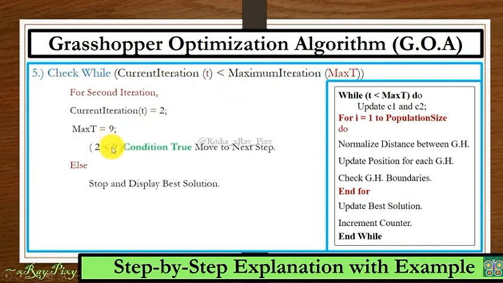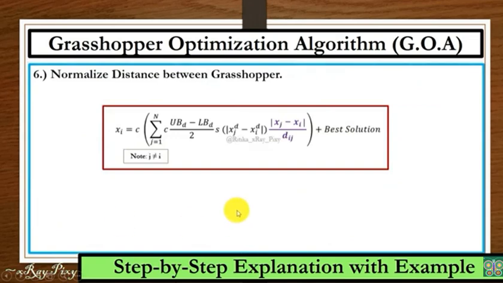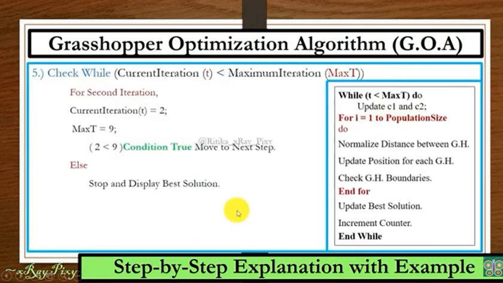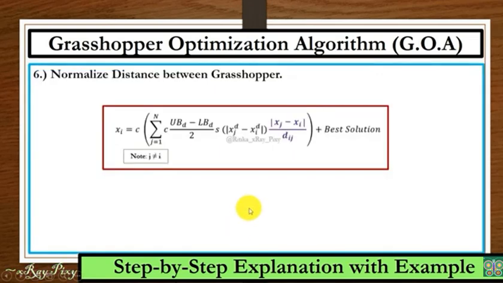Now check this condition. Here 2 is less than 9. So the condition is true, so we will move to the next step. If this condition is not true, then stop and display the best solution. Right now you can see we are here. So we will check this condition. If this condition is true, we will update the values for C1 and C2. Then we will start the for loop. So right now this condition is true. Now we are here inside the for loop.